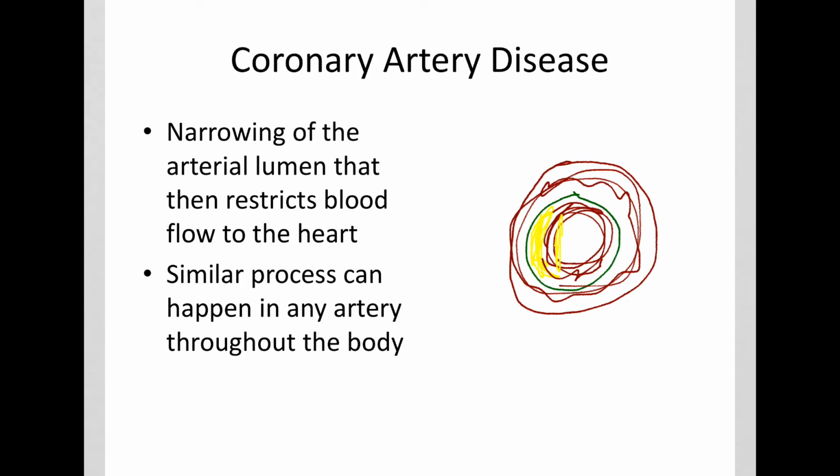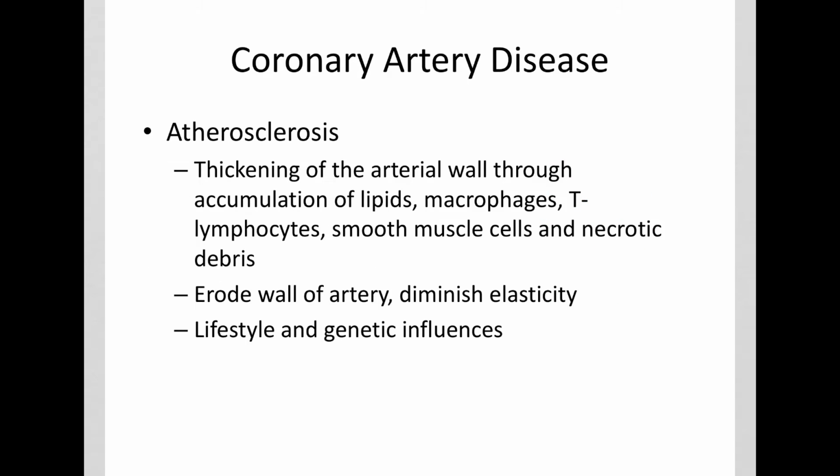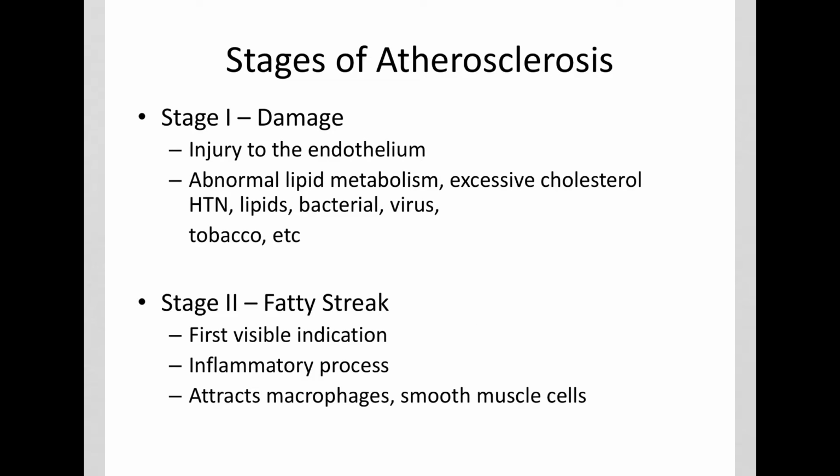And we typically think about this happening in the coronary arteries, but it can happen anywhere in the body. The atherosclerotic process, that's that building up of the arterial wall through smooth muscle cells, necrotic debris, etc., as you see on there. Partly lifestyle, partly genetics. Different stages that we go through.